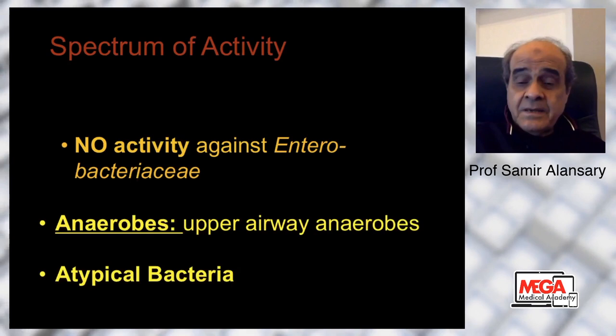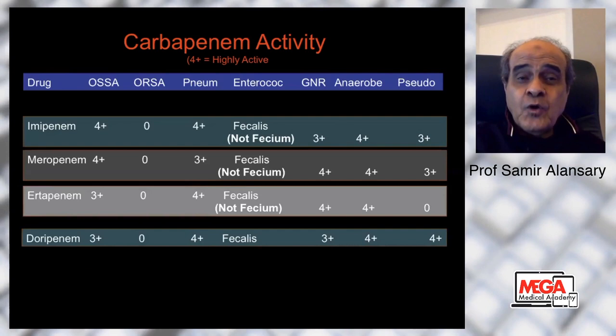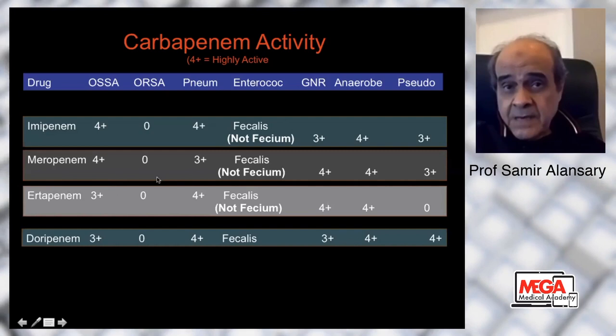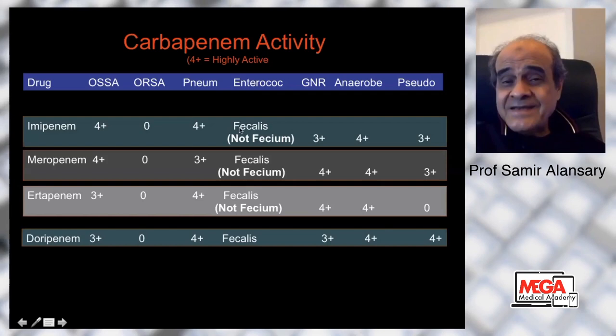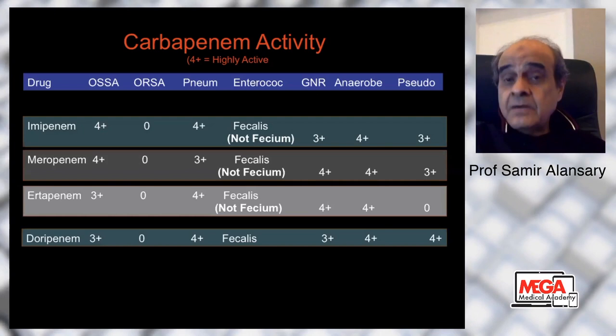The carbapenem group, drugs like imipenem, meropenem, ertapenem, and doripenem, we have to know all these drugs cover oxacillin-sensitive staph. Very effective in covering staph, not affecting MRSA. All of them are very effective against pneumococcus. They can also affect Enterococcus faecalis only, not faecium. Also very good drugs for gram-negative organisms. All of them are effective against anaerobes.